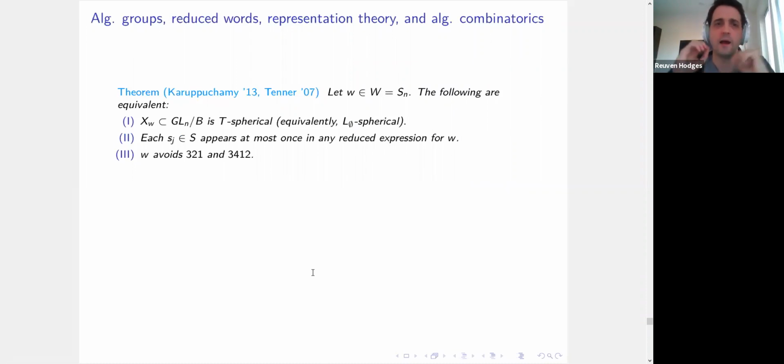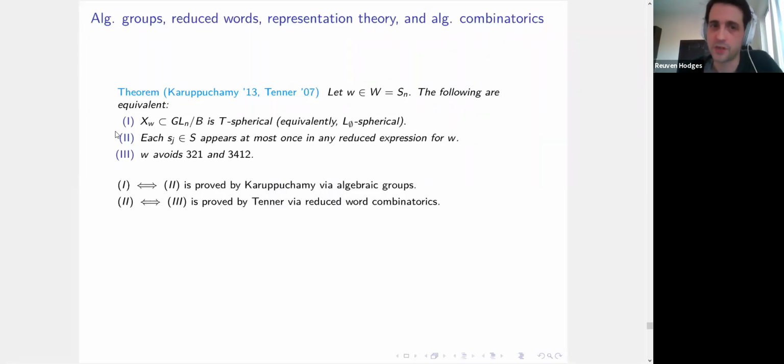So I want to talk particularly about this case here. Now we take, again, just W is some permutation, and the following are equivalent. This 2 and 3 equivalence, that is XW being T spherical, L empty set spherical, is equivalent to each simple reflection appearing at most once. This is what we've been talking about throughout the talk. And then it turns out that this is actually also equivalent to W avoiding the patterns 321 and 3412.